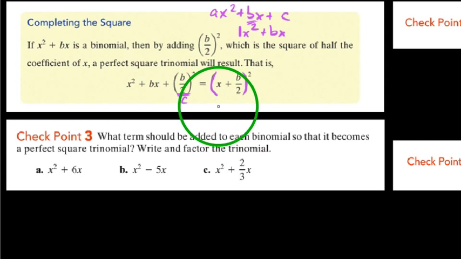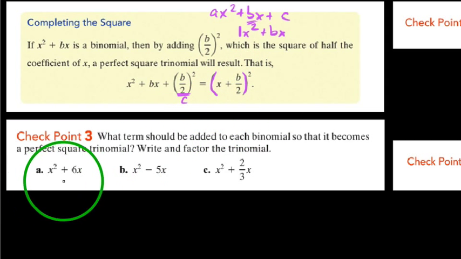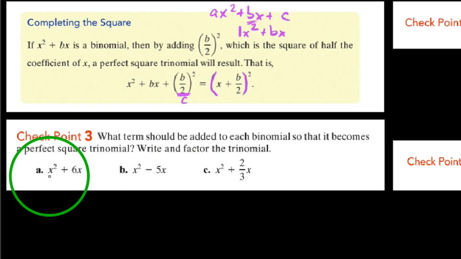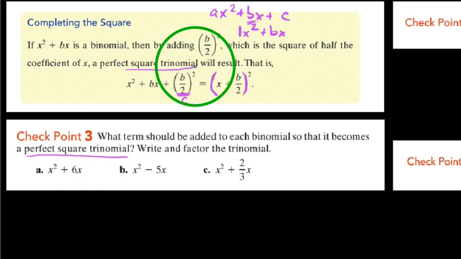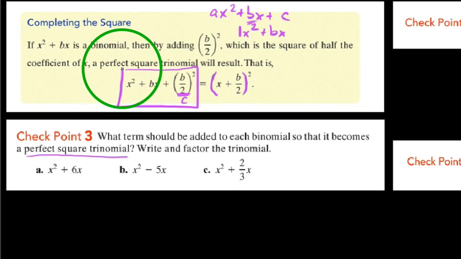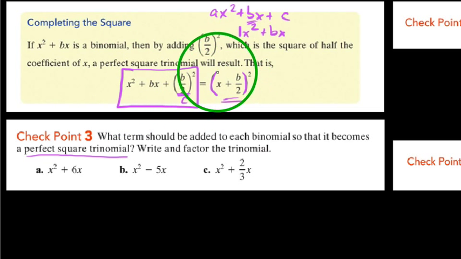So what I want to do before we do anything else is this. If I were to load you up with three expressions that are all in this form, 1x squared plus bx, could we determine what we should add to each expression so that it becomes what we call a perfect square trinomial? The reason we say this is a perfect square trinomial is because it can be written as a perfect square of some binomial, just like 9 is a perfect square of 3. Then we're going to write and factor the trinomial.